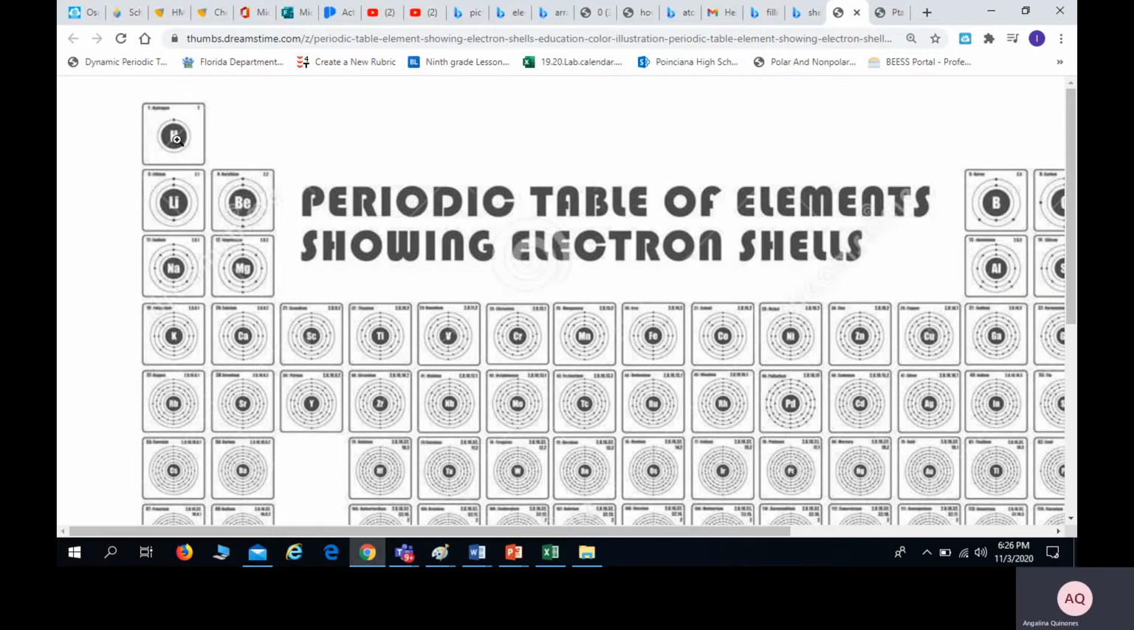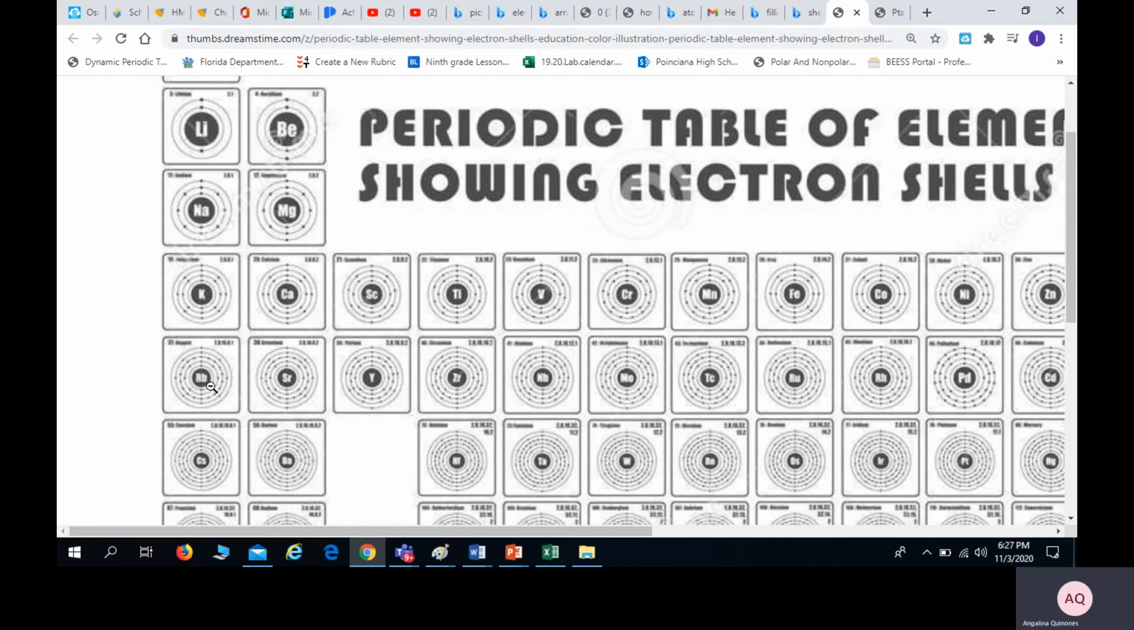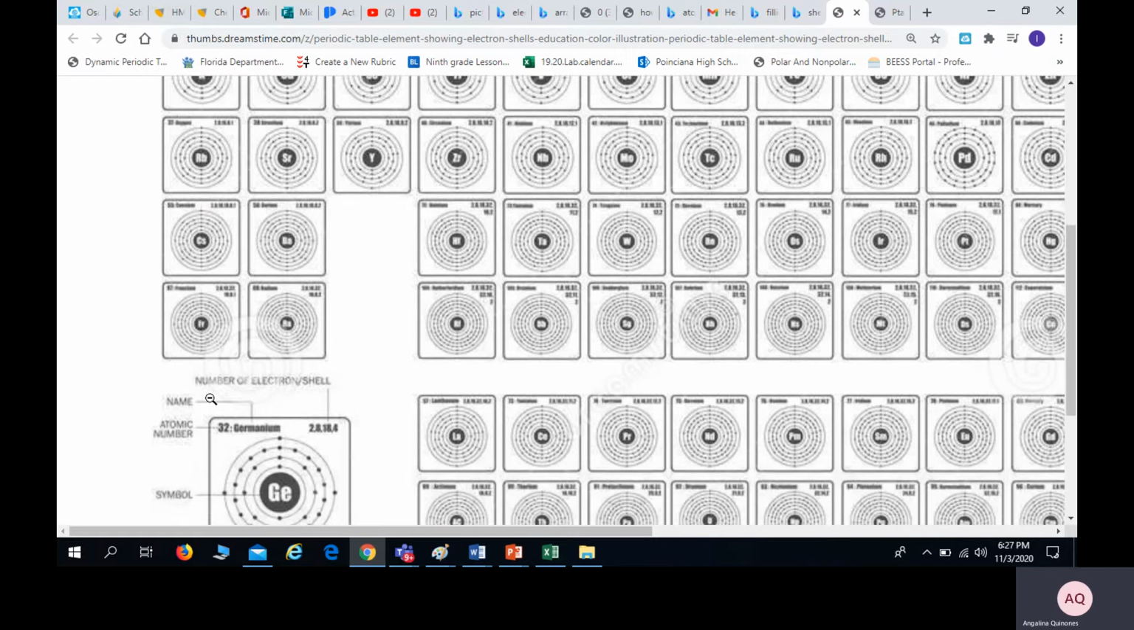So here, the hydrogen atom is in period 1. Because it's in period 1, it only has one electron shell. I can zoom in a little further. So one electron shell. Everything inside of period 2 is going to have 2 electron shells. So notice lithium and beryllium both have 2 shells. Everything in period 3 is going to have 3 shells. Period 4, every single atom in period 4 is going to have 4 electron shells. Period 5 has 5 shells, period 6 has 6 shells, and period 7 has 7 shells.